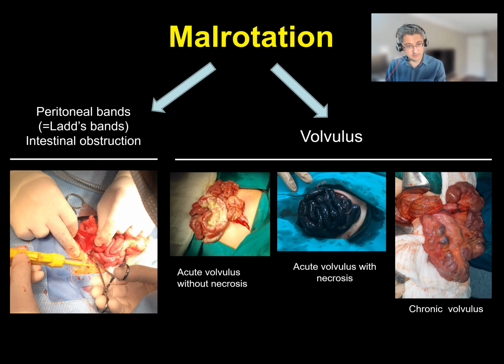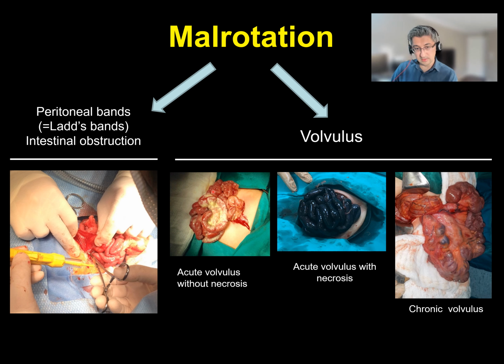So if you return to our first slide, malrotation is a congenital anomaly that may be complicated with intestinal obstruction or volvulus. The intestinal obstruction occurs secondary to peritoneal bands. Here, there are bands. It's hard to see them. They're transparent. We can't really show them on imaging, but we can just show the secondary mass effect on the bowel loop.